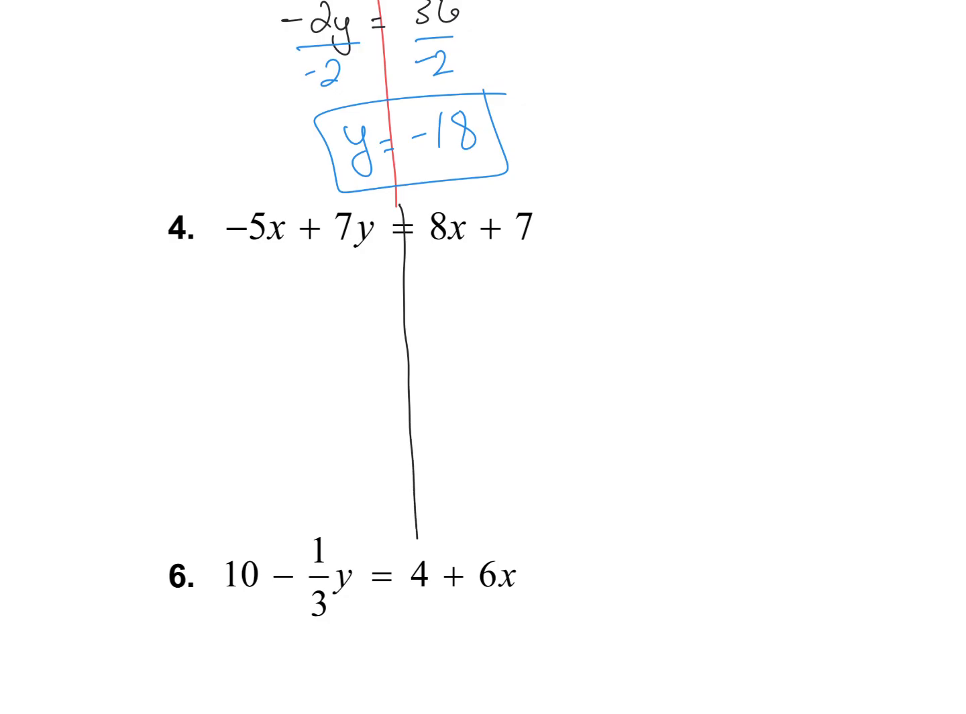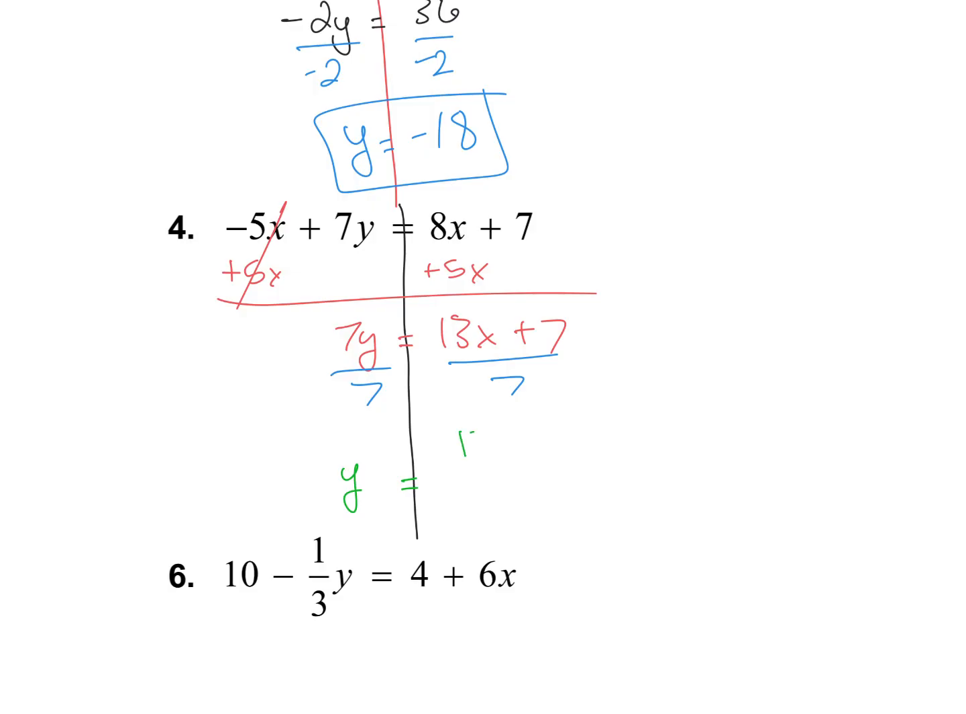Number 4, we're solving for y. I notice I have x's here and here, but the y is all I really care about. So what I'm going to do is add 5x so that I move things away from the y. So I have 7y equals 13x plus 7. I divide by 7, and I get that y equals 13x over 7 plus 1. Another way you could have written this is 13/7 x plus 1. This is the same thing as this.